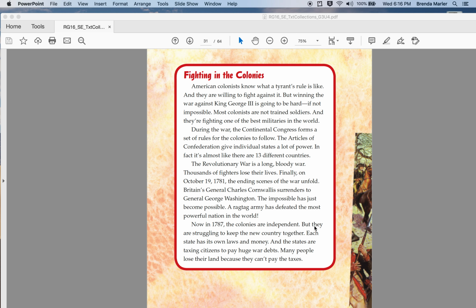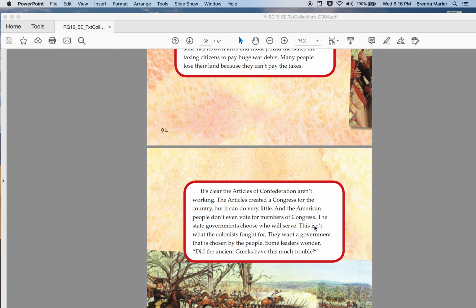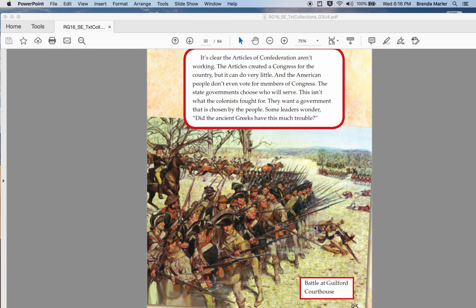So how are they paying for the war? They're back to taxing citizens again. Many people lose their land because they can't pay the taxes. It's clear the Articles of Confederation aren't working. The Articles created a Congress for the country, but it can do very little. And the American people don't even vote for members of Congress. So again, the people don't have a vote.